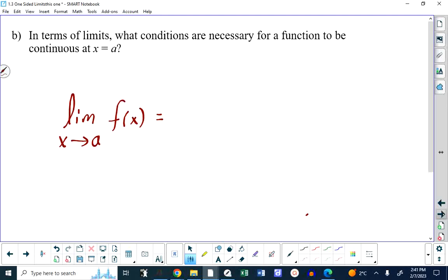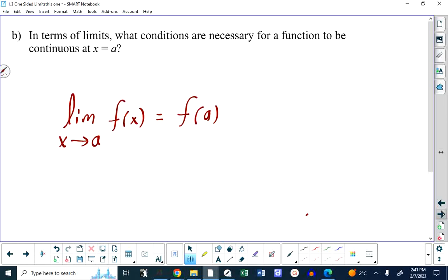As soon as I tell you that this limit exists, I'm telling you the left and right hand limits are equal. Okay, so we've covered that. What does this limit have to equal if the function is continuous? Anna? It has to equal f of a. So by saying these two things are equal, you're saying, I think, three things.